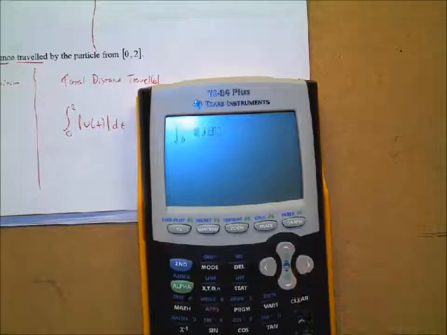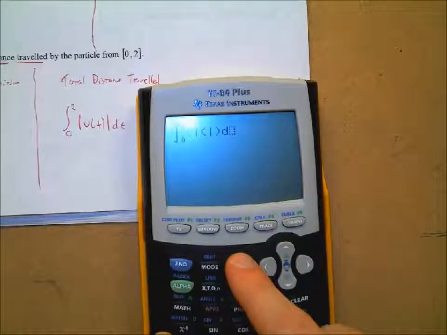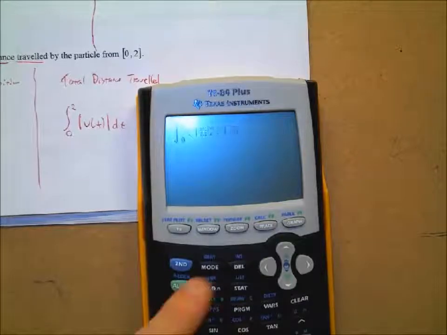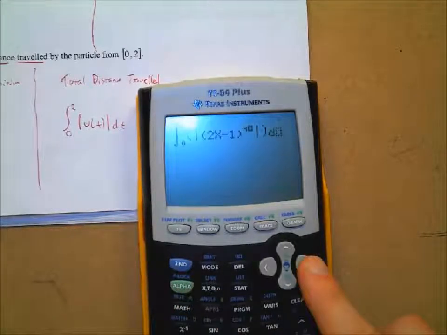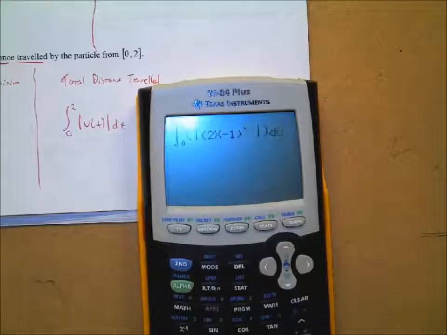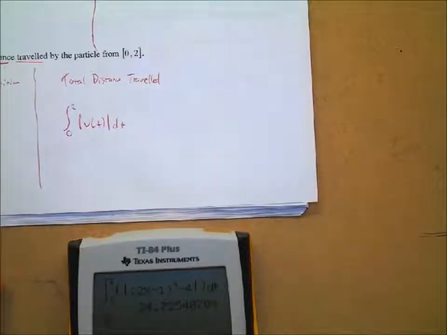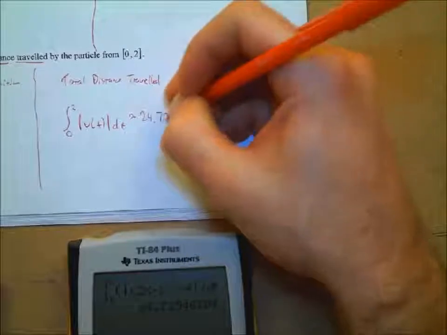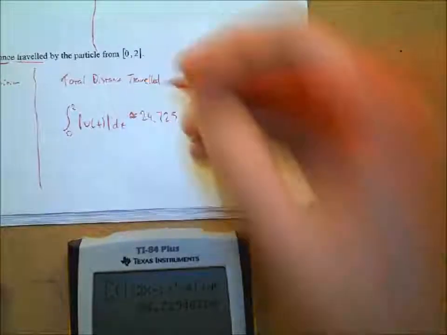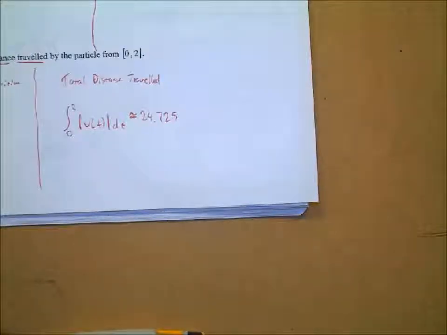So 0 to 2, math, num, absolute value, and the velocity is 8. Oh, no. Velocity is 2x minus 1 to the 4th minus 4 dx. So I get about 24.725. Okay, 24.725.